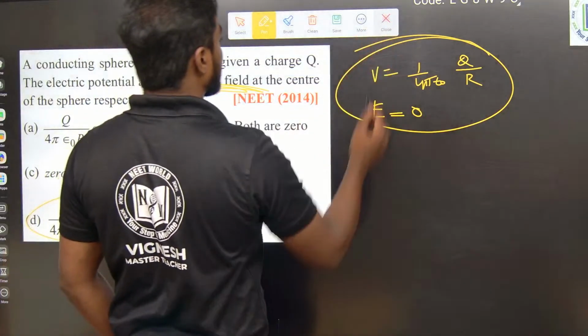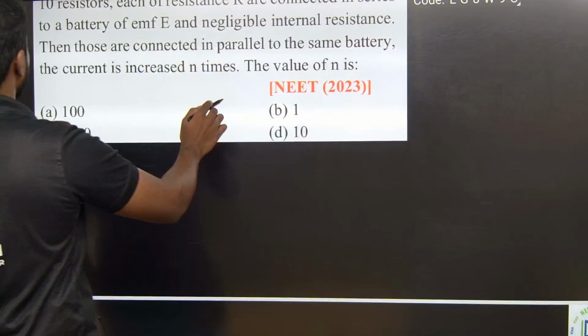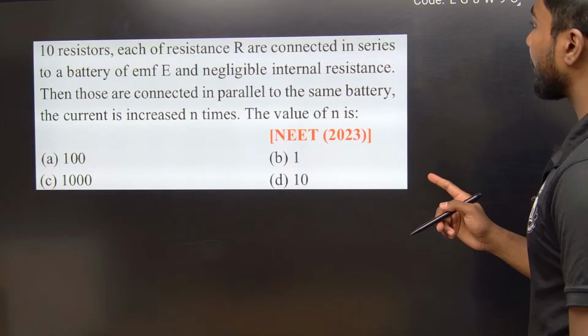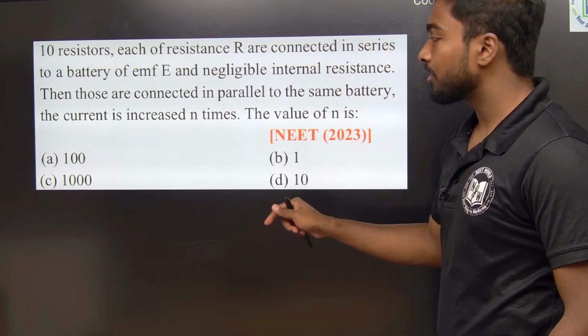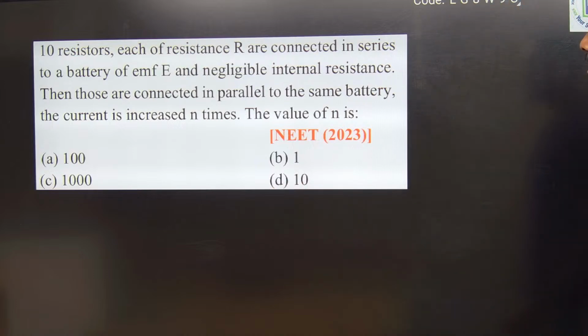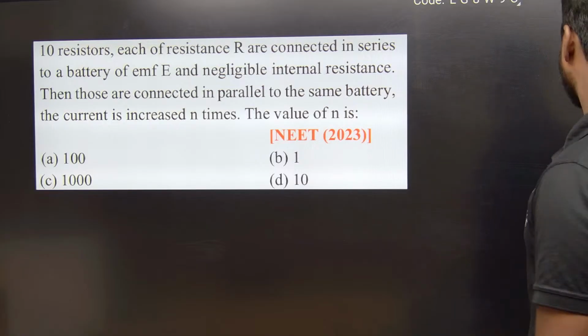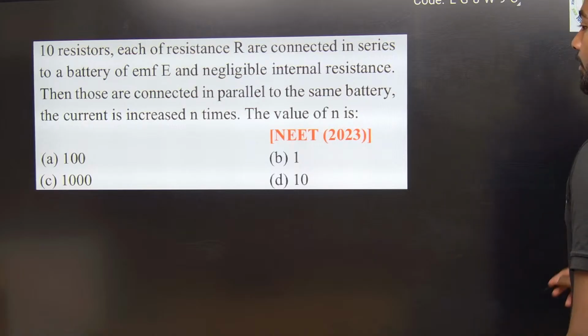Okay, the next question. 10 resistors, each of resistance R, are connected in series to a battery of EMF E and negligible internal resistance. Then they are connected in parallel to the same battery. The current is increased N times. I need to find the value of N.